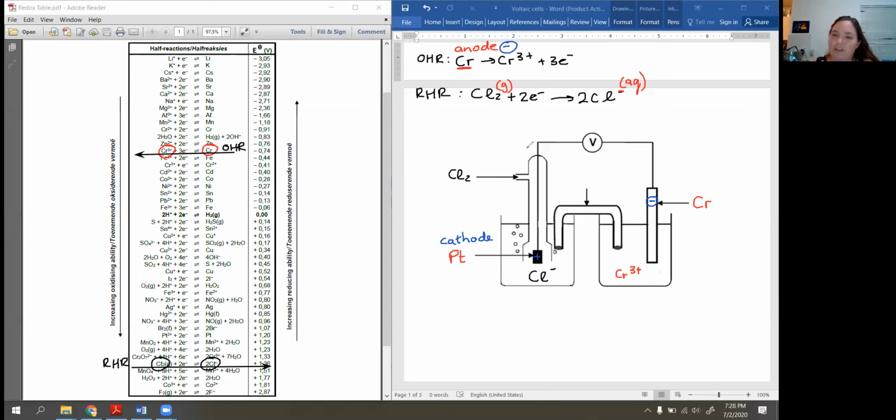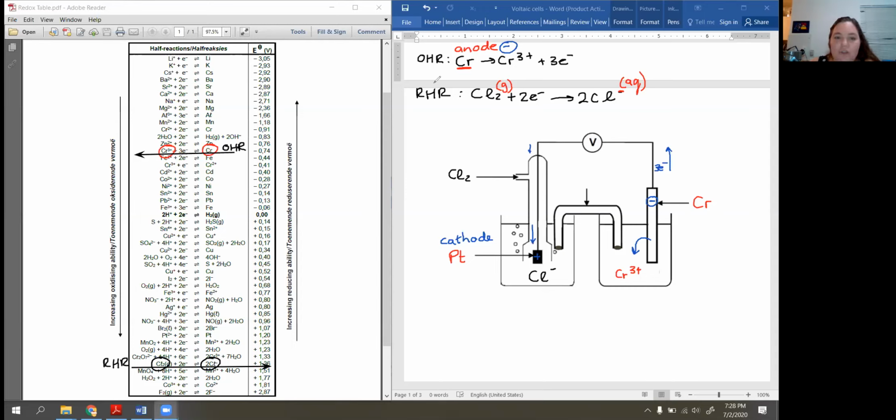We've actually got to be careful. I shouldn't use the word to, it's from, because here the chromium turns into chromium 3+, and it gives off 3 electrons, which travel up, around, down, and to the chloride, well, to the platinum electrode.